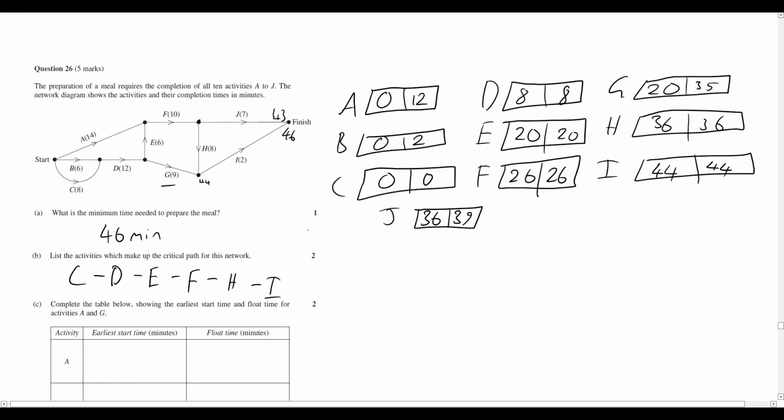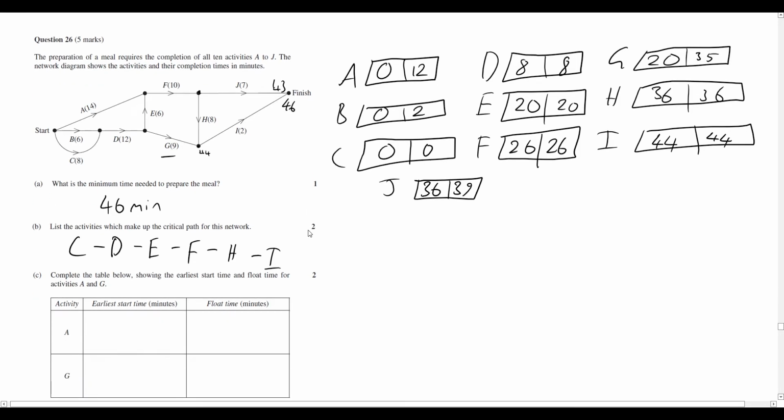All right, part C. Complete the table below, showing the earliest start time and float time for activities A and G. Okay, so the earliest start time for A is 0, as we established right at the start. The float time is the difference between the EST and the LST, so essentially just 12 minus 0 here. So that's just going to be 12. And now for G, well, we just look back at what we've got up here, and yep, G earliest start time is 20, and the float time would be 35 minus 20, so that just gives us 15 minutes for the float time. And that's question 26.